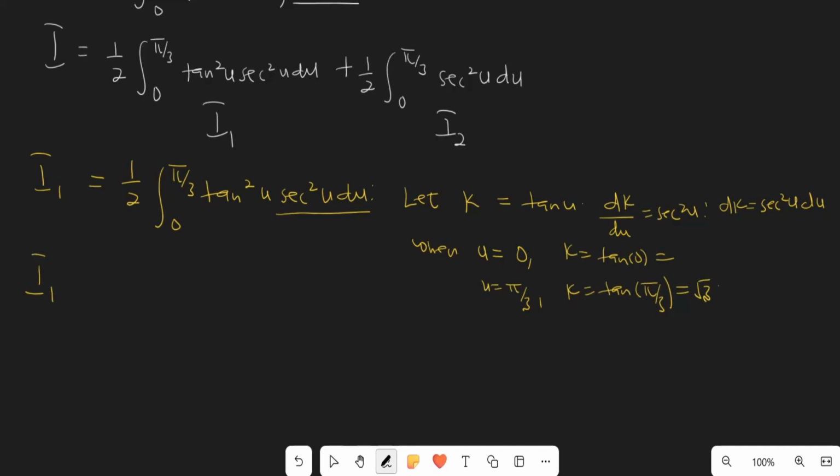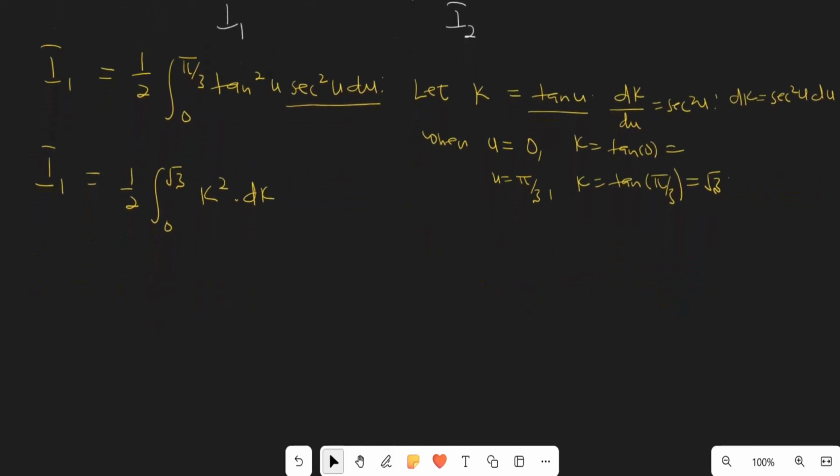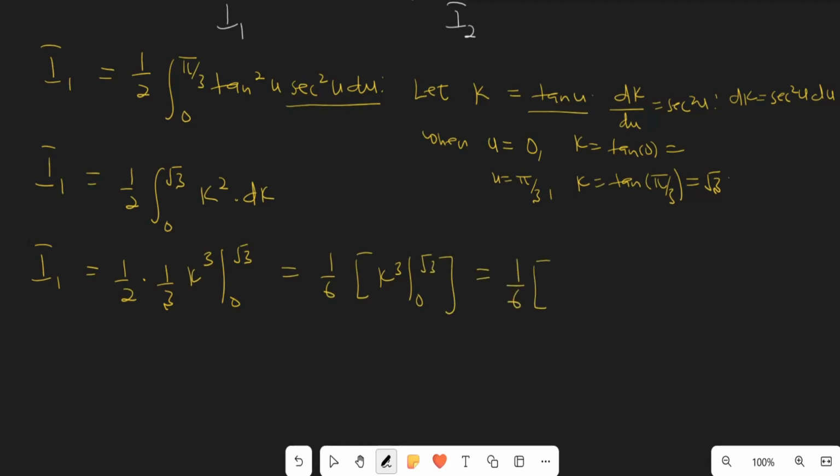And now the integral in the k world is I1, 1/2 the integral from 0 to the square root of 3 now of tan square of u. Tan of u is k. So this is k squared, and secant square u du is dk. Cool. So integrating this is 1/2 times 1/3 k to the third from 0 to the square root of 3. This is 1 over 6 k to the third from 0 to the square root of 3, which is 1 over 6 square root of 3 raised to the power of 3 minus 0.